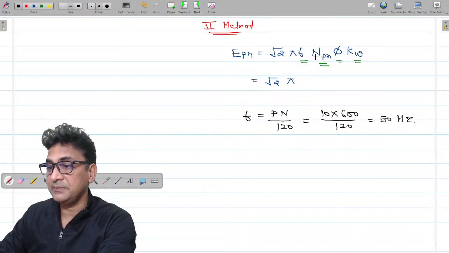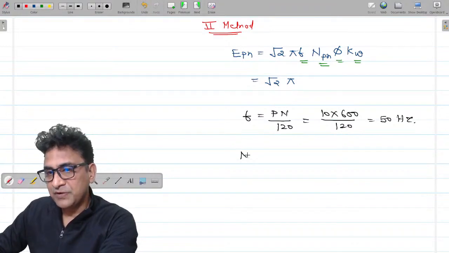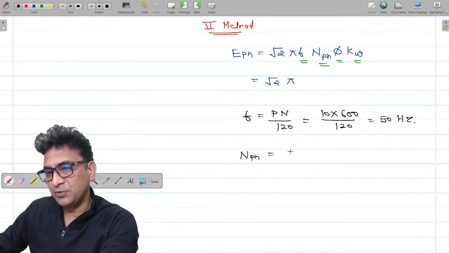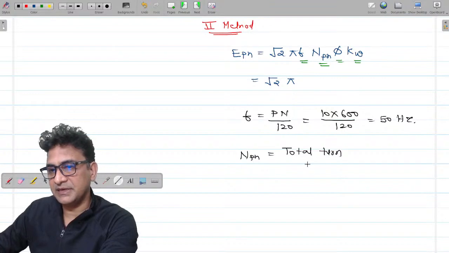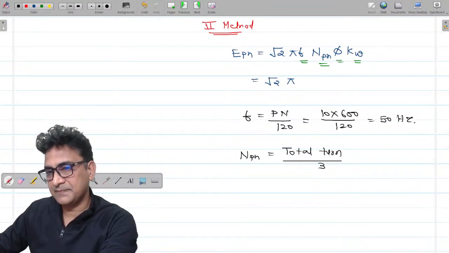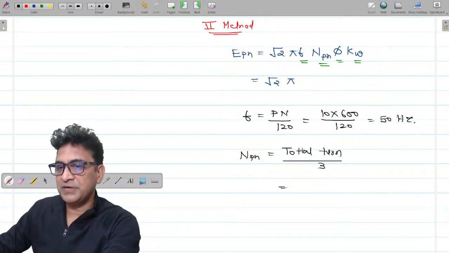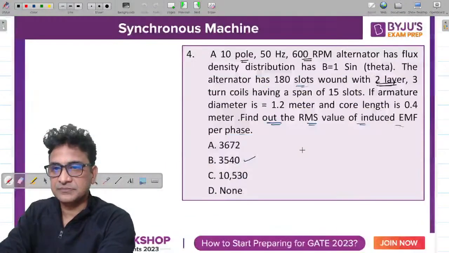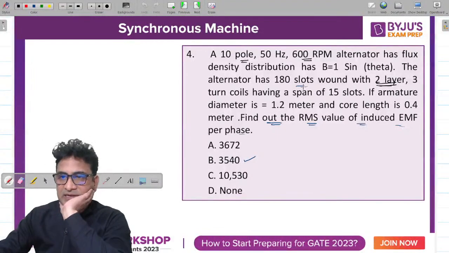Now how to find the total number of turns per phase? It is the total turns in the machine divided by the number of phases. Number of phases is 3. So how to find the total turns? See, it has 180 slots, 2 layer and 3 turn coil.